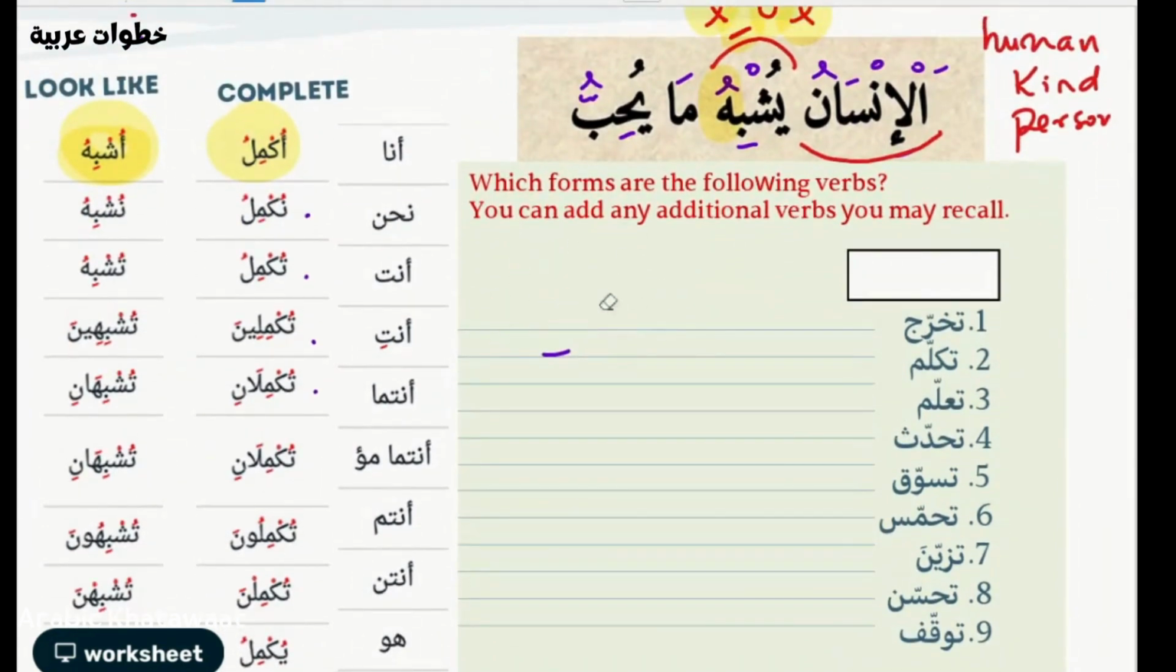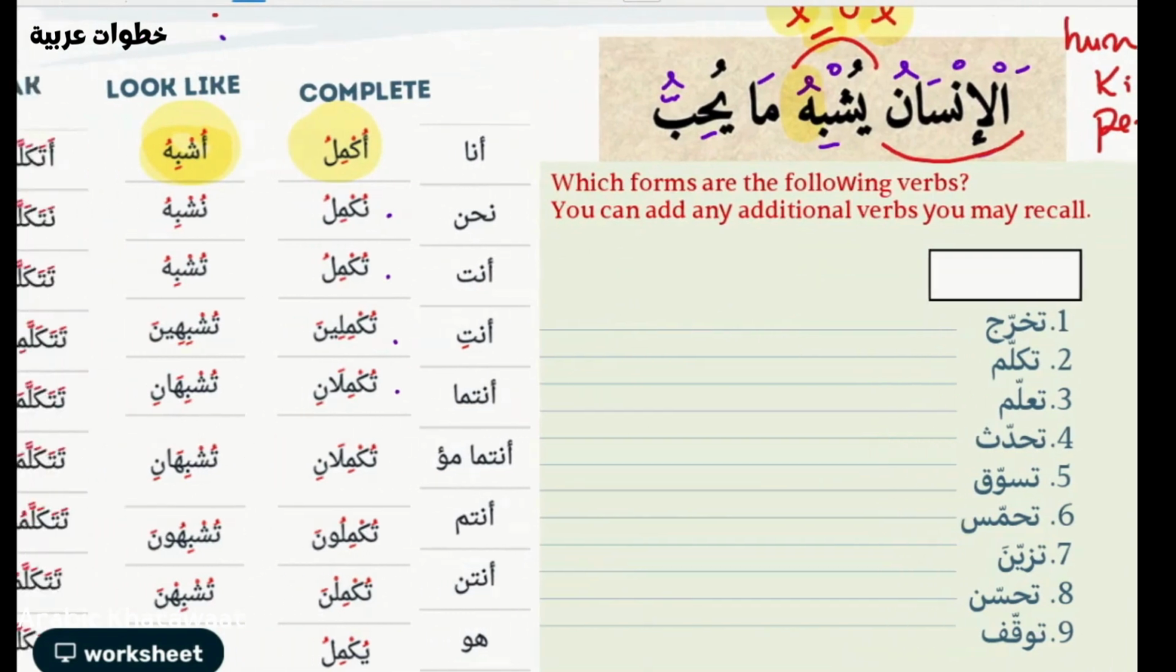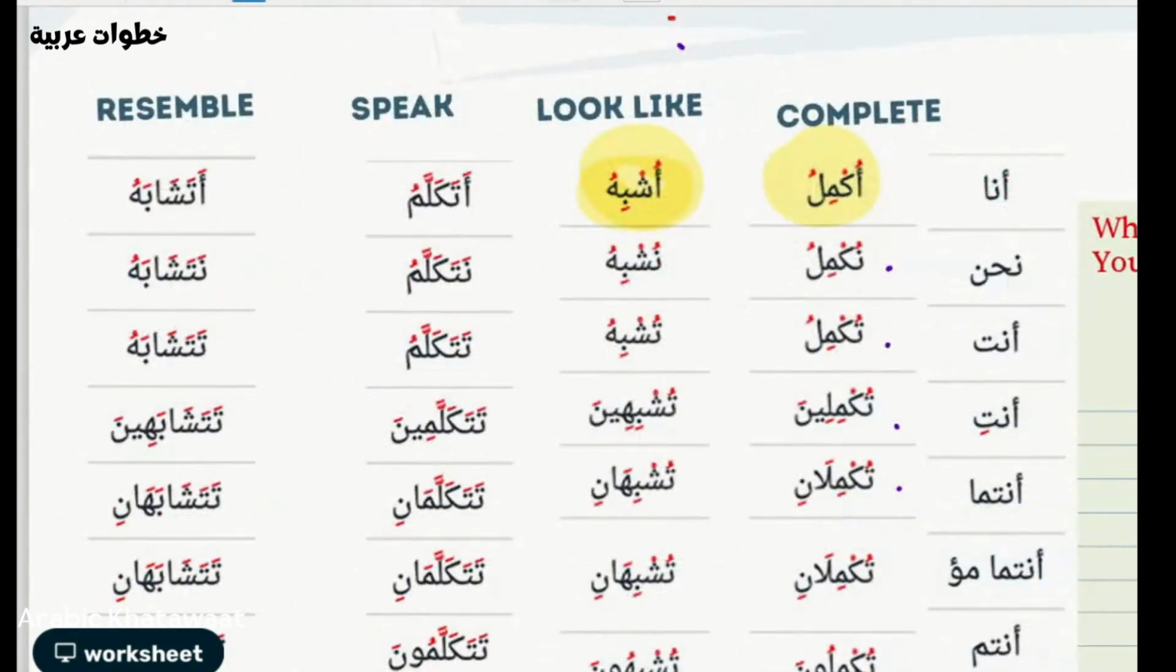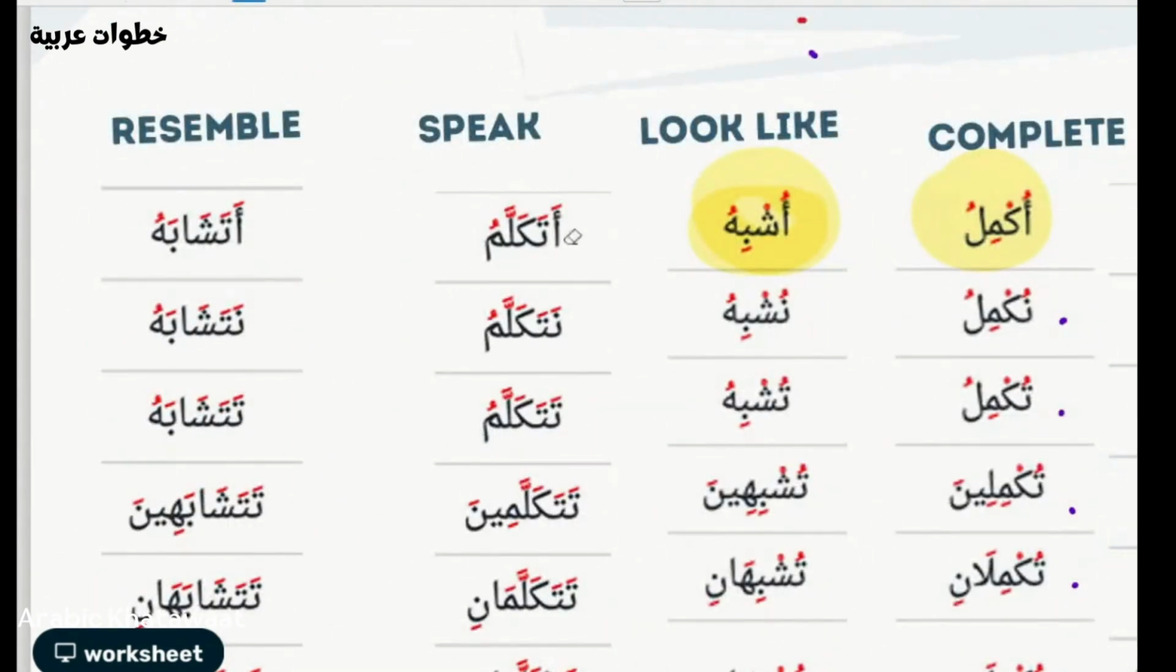If I take my verb over here, my two verbs, I can look at ushbihu and ukmilu. Let me zoom in so you can see them. Of course, I have أتكلم. Do you see the difference? أتكلم has an A for I, but it does not have a dhamma, so the I has fatha. Over here, the I has a dhamma. Over here, the I has a dhamma as well.